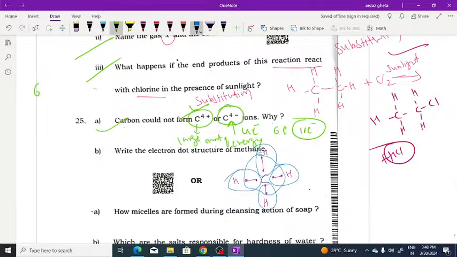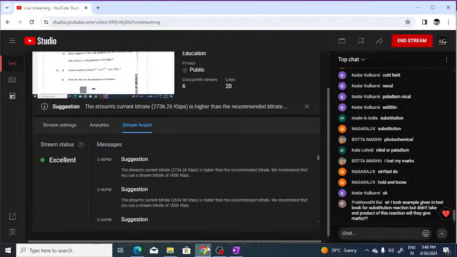You understood? You got this? This is carbons. Green color circle is there. Now it is going for carbon. 8 electrons will be there in that. How many electrons? I took the example given in the textbook for substitution reaction but did not take the end product of this reaction. Will they give marks?